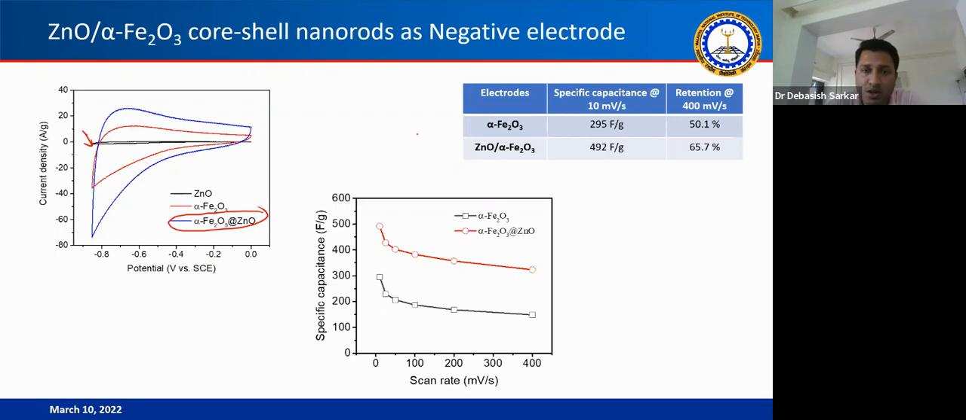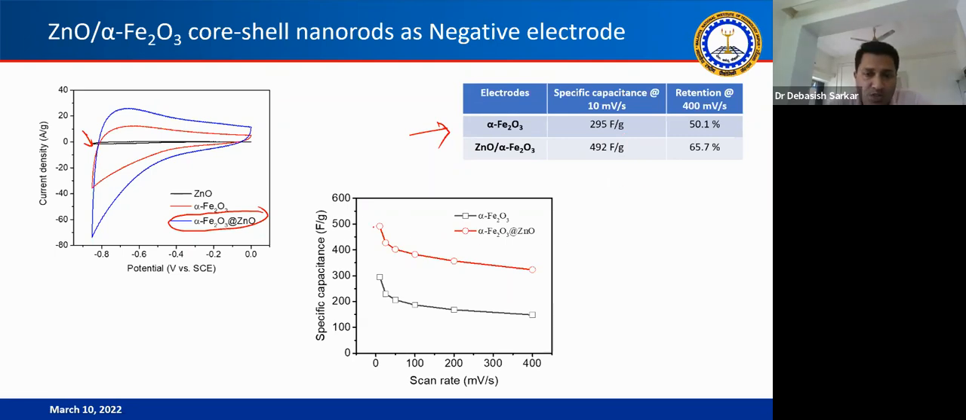So in terms of capacitances, you can see this table here. Fe2O3 shows a capacitance of 295 farad per gram. The core shell structure shows 492 farad per gram. Okay, this is almost double the capacitance at 10 millivolt per second scan rate.